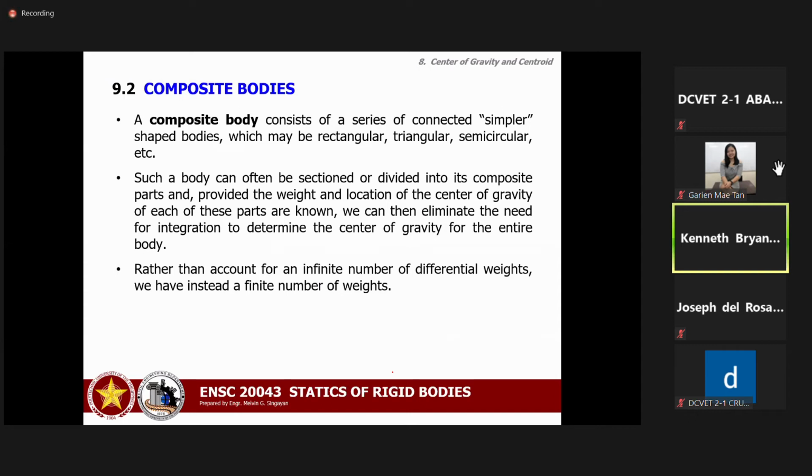So a composite body consists of a series of connected simpler shaped bodies, which may be rectangular, triangular, semicircular, etc. Such a body can often be sectioned or divided into its composite parts, and provided the weight and location of the center of gravity of each of these parts are known, we can then eliminate the need for integration to determine the center of gravity. So rather than account for an infinite number of differential weights, we have instead a finite number of weights.